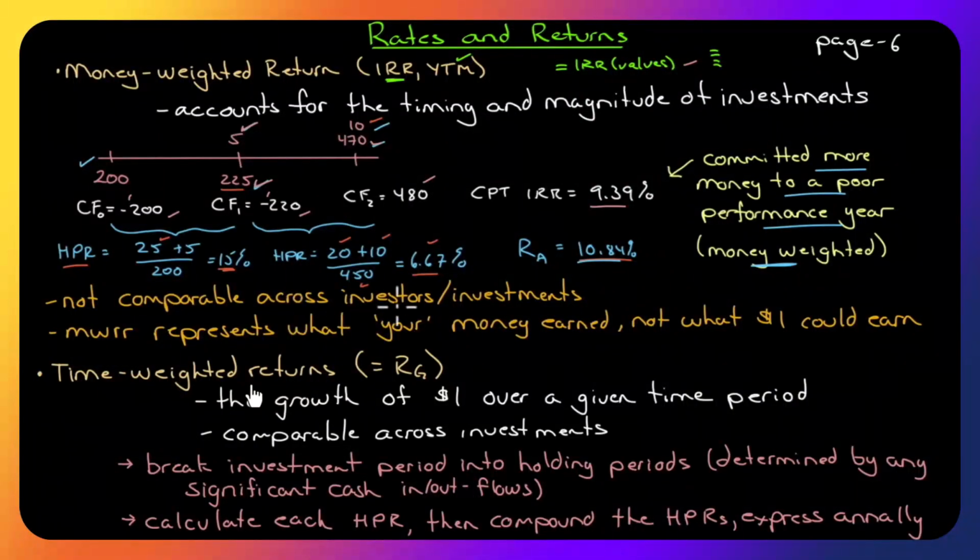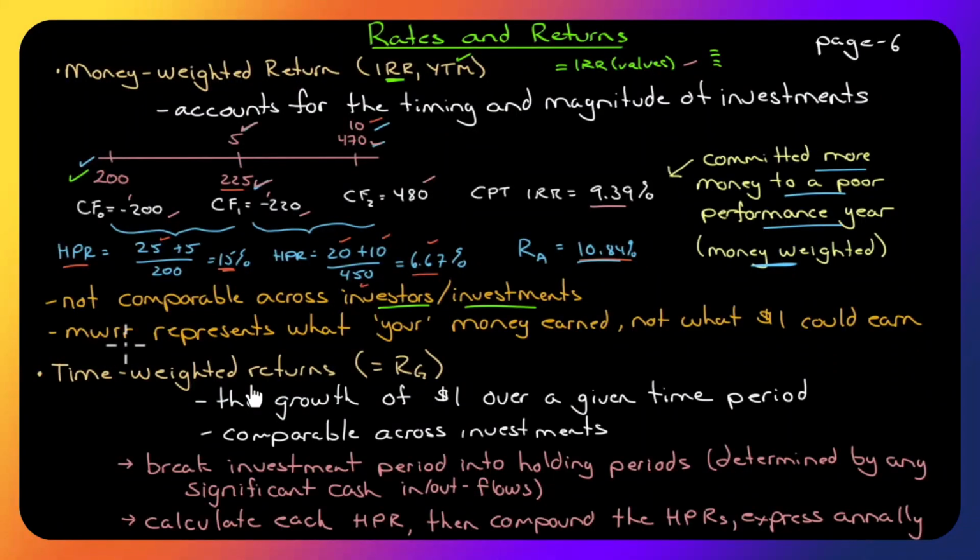This is not comparable across investors or investments. You could look at this particular pattern and 10 other people could have done the same thing as you, invest in this stock, but they could have committed money in different ways. Another person might have just bought 2 shares at this point in time. Well, their money weighted return would be different than yours. So you can't compare it across investors and investments.